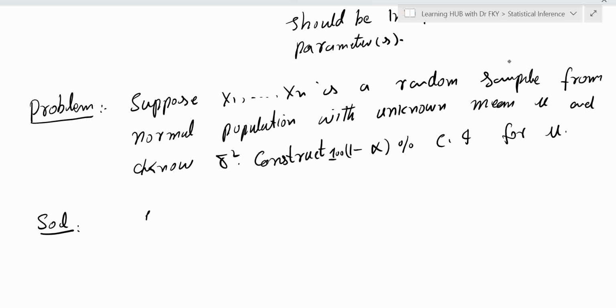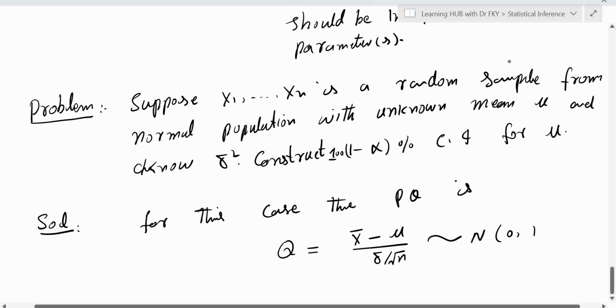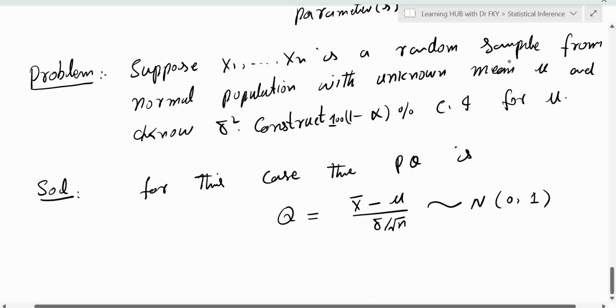So for this case, the pivotal quantity, which we normally denote by Q, is equal to X bar minus mu divided by sigma divided by square root of n. And remember that this is distributed normally with zero mean and unit variance. This is the standardized form of X bar: X bar minus the mean of X bar, divided by the standard deviation of X bar.